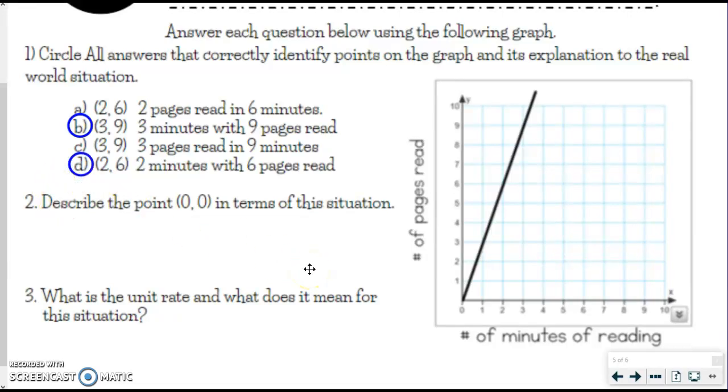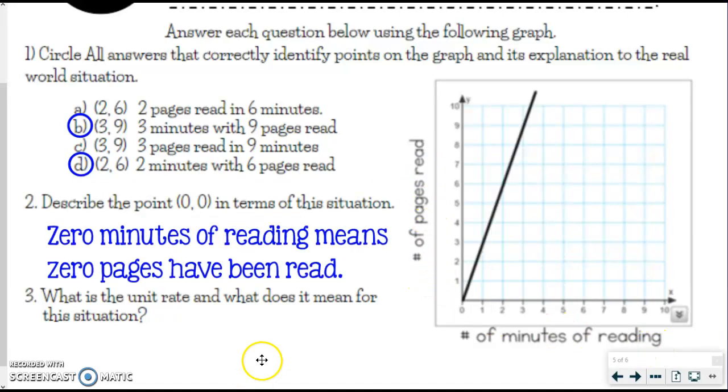So now it says, describe the point 0, 0, remember that's the origin, in terms of this situation. So they're basically saying, what would the 0 in the x mean, and what does the 0 in the y mean? So for the x, that would mean 0 minutes of reading, compared to 0 number of pages read. So 0 minutes of reading means 0 pages have been read. That's what 0, 0 would mean in this case. But make sure you say the x first, then the y, because that's how we always write coordinates. X comes first, then y.